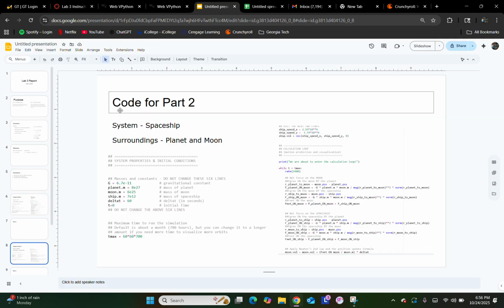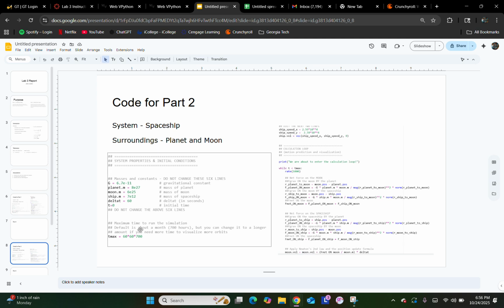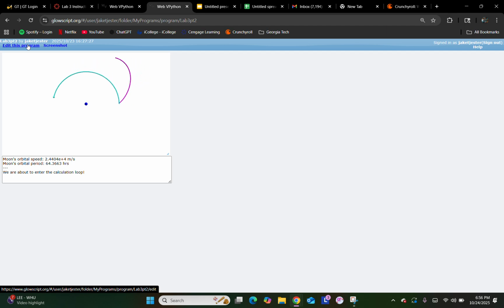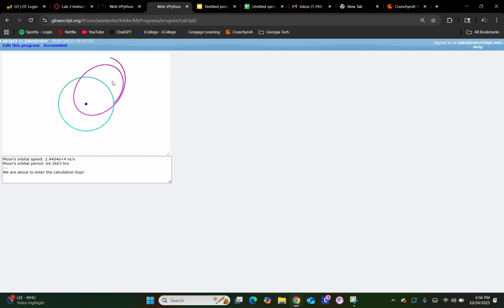So this was the second part. This is the code for it. The system in the second part was a spaceship, and the surroundings were the planet and the moon. You can see very similar initial conditions. And then at the very top, there's the ship speed in the y and the x direction, and then also the rest of those formulas we had to plug in to make the code work. So here is that. This one will run for a while, so I'm not going to watch the whole thing, but it does that. And I couldn't get it into the figure-8 motion. That was very hard, and a lot of guessing did not work.